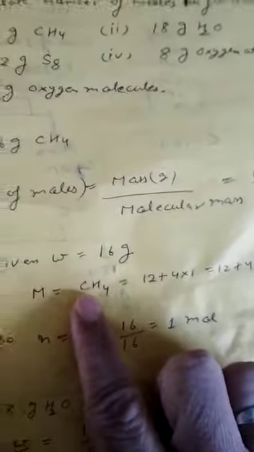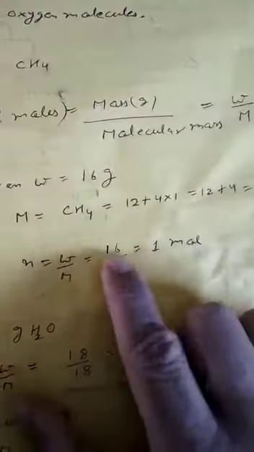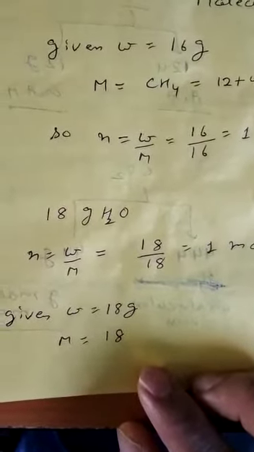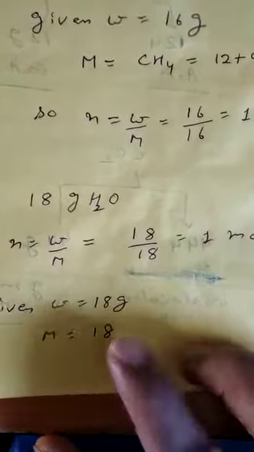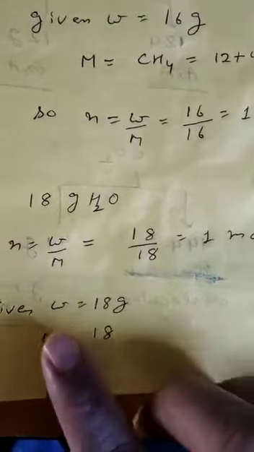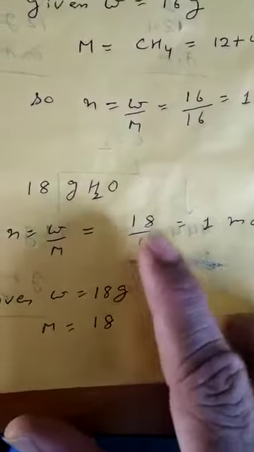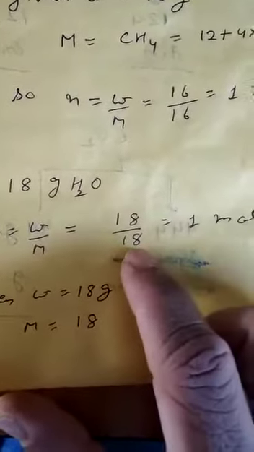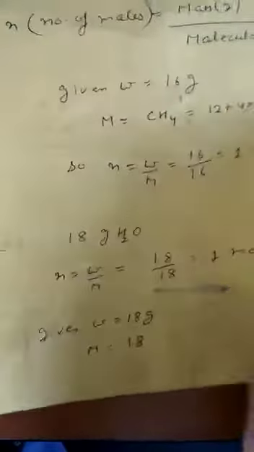So when we want to calculate number of moles, we divide 16 by 16, so we get 1 mole. And in a similar way, if you are given 18 gram of water, then again the gram molecular mass of water is 18 gram. You can calculate the molecular mass. So now the number of moles is, your mass is 18 and molecular mass is 18, so 18 by 18 is equal to 1 mole.